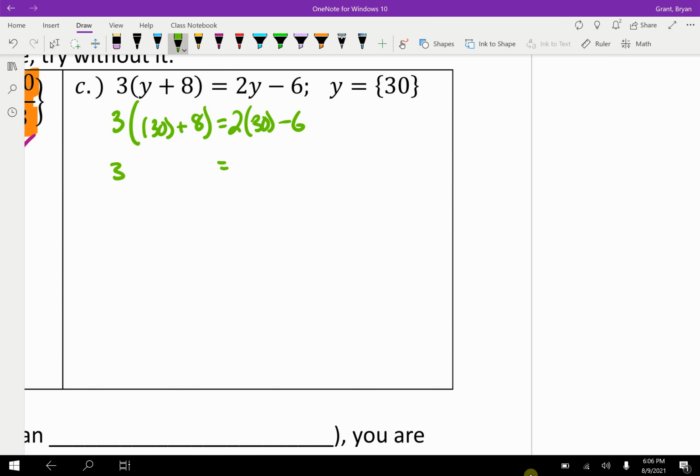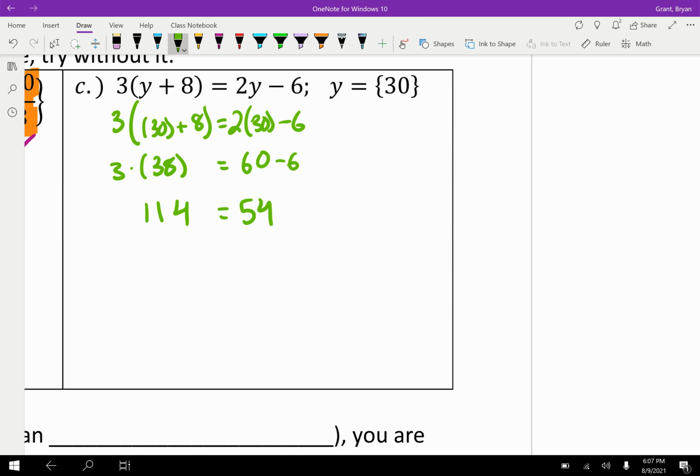But if 30 is in parentheses and nothing is multiplying or dividing to it, we can actually drop those parentheses and just think of it as 30 plus 8, which is, of course, 38. Notice, though, that I kept the parentheses around it so we can see the 38's multiplying times 3. On the right, no, I said I'd just do one side at a time. 3 times 38, 3 times 8 is 24. We're carrying a 2. 3 times 3 is 9, plus 2 more is 114. All right, let's try the other side. 2 times 30 is 60. 60 minus 6 is 54.